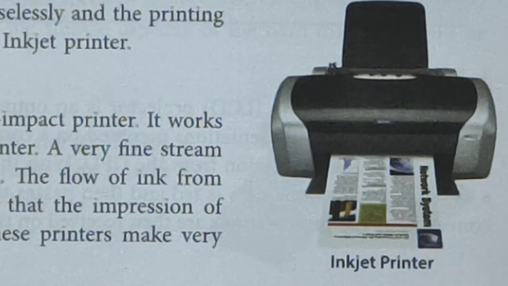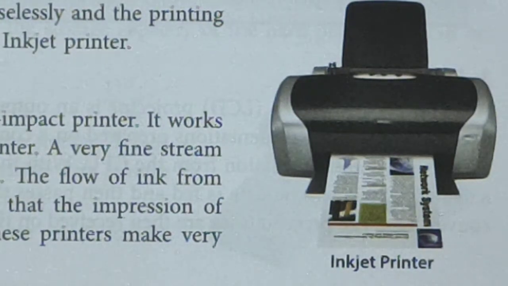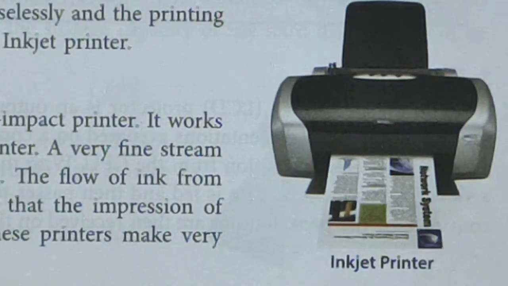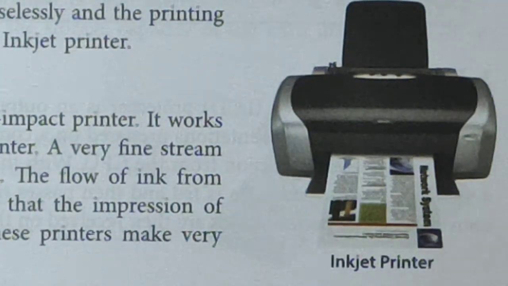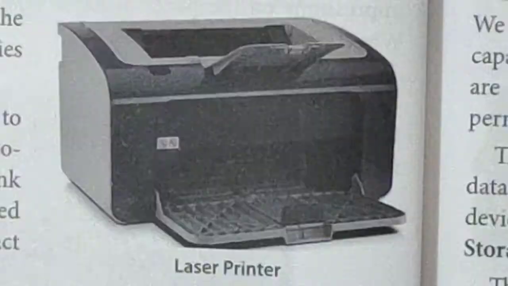Non-impact printers. A non-impact printer forms characters and images without direct physical contact between the printing mechanism and the paper. It uses ink cartridges and the impressions appear on the paper with the flow of ink. It works noiselessly and the printing quality is very high. Examples: laser printer, inkjet printer.